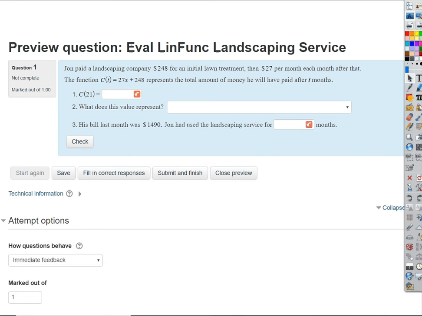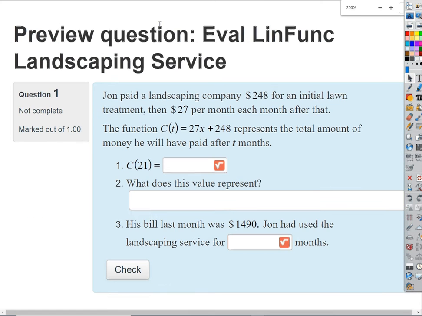So what about this now? Let's take a second and talk about this problem. I kind of like this because it's an actual math model. This is what math is used for. John paid a landscaping company $248 for an initial lawn treatment, then $27 per month each month after that.